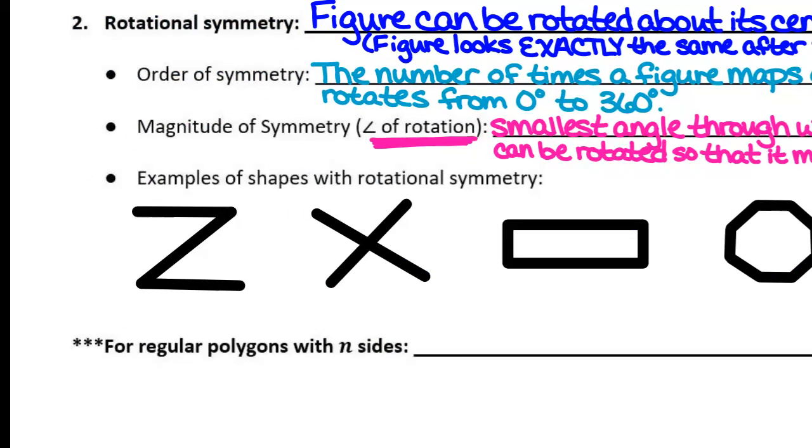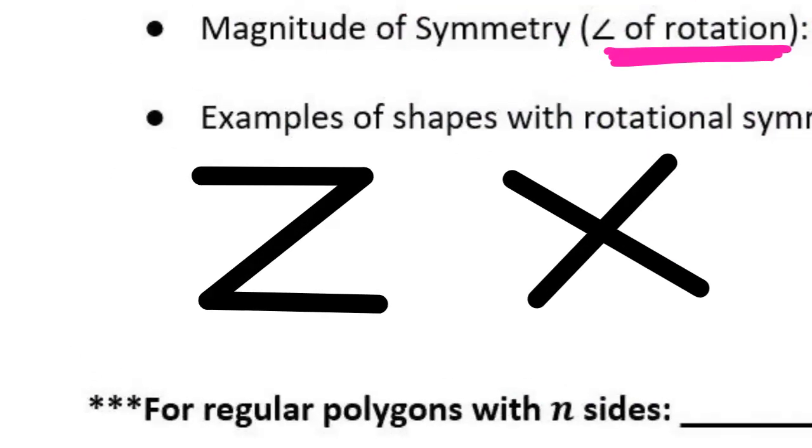Let's look at a couple of examples. All right, so the first example we have here is a capital Z. So again, here's what I would be doing. I would take my tracing paper. I would trace on top of this. I'm going to mark where the top is. And then I'm going to put my pencil down as close to the center as I can. So right about here, something like that. And I'm going to hold my pencil firmly there.